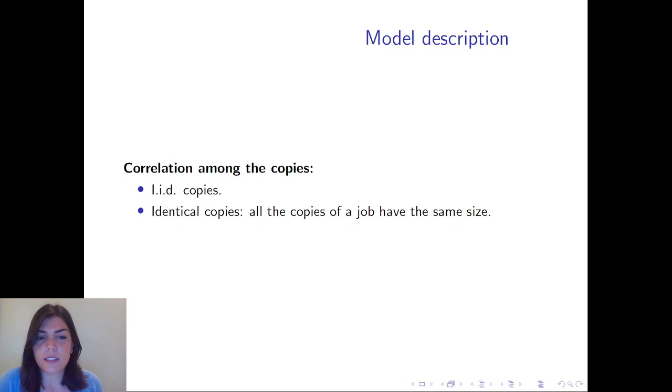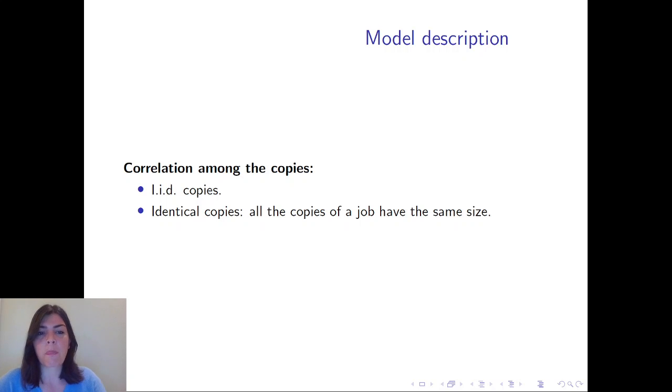The correlation structure among the copies characterizes how the copies of the same job are related among them. Two well-known structures are the IID copies and the identical copies. Under IID copies, every copy of a job is going to sample an independent and identically distributed service time according to the service time distribution of the original job. And under identical copies, all the copies of a job will have the same size as the original one.